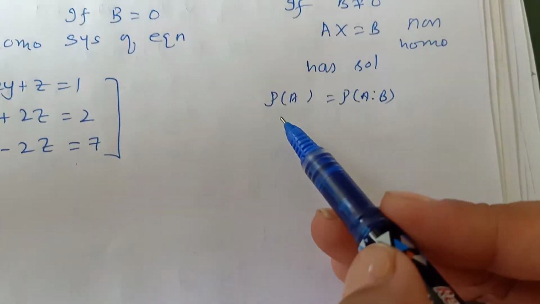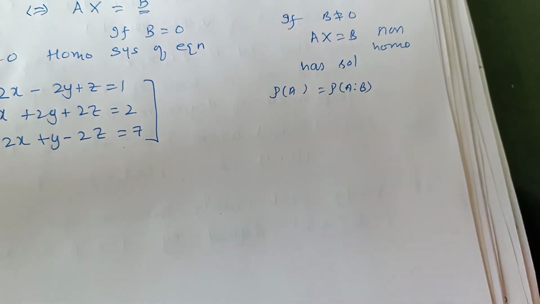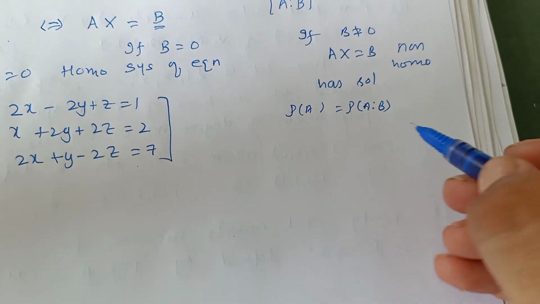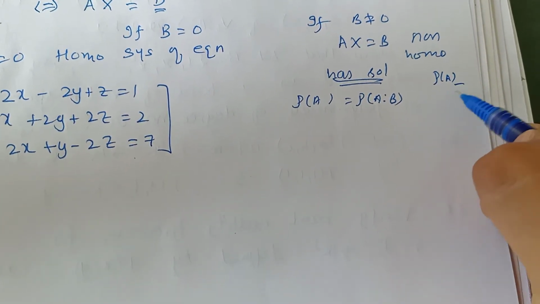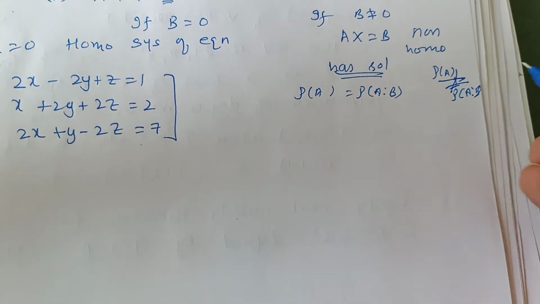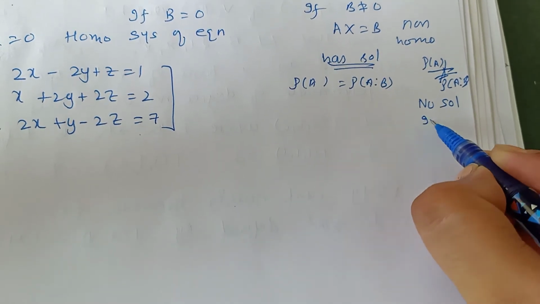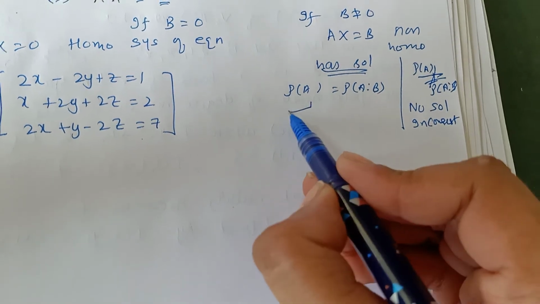So if the ranks of these two matrices come out, this is the symbol of rank, to be the same, then we say this system has a solution. Otherwise, if these do not come equal, if rank of A is not equal to rank of A augmented B, then we say the system has no solution or it is inconsistent. Alright. So this has further two cases.